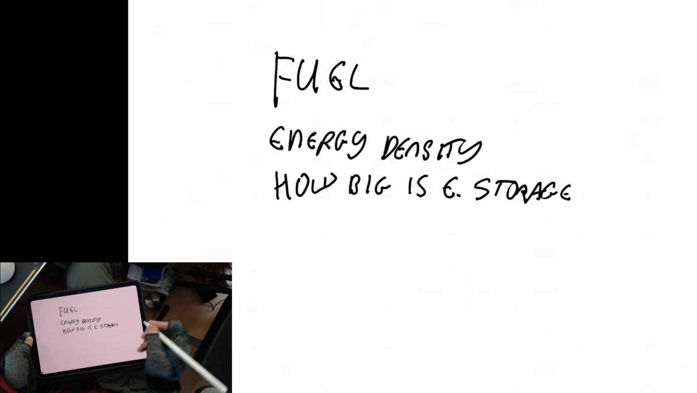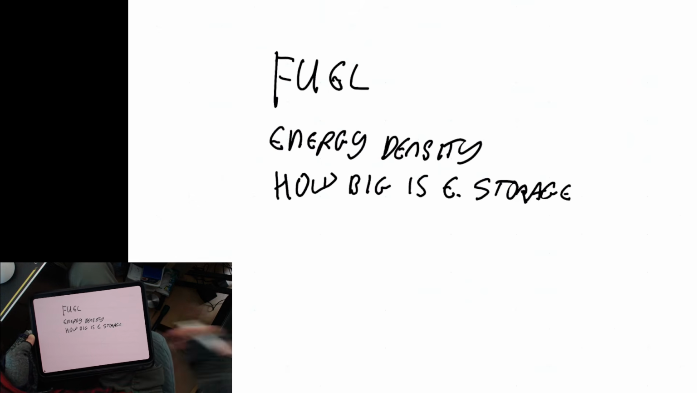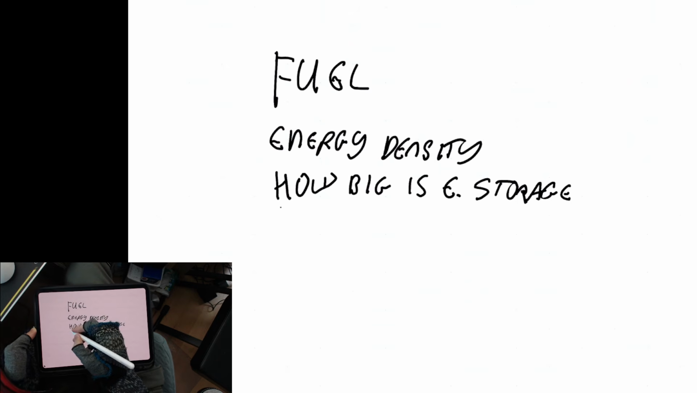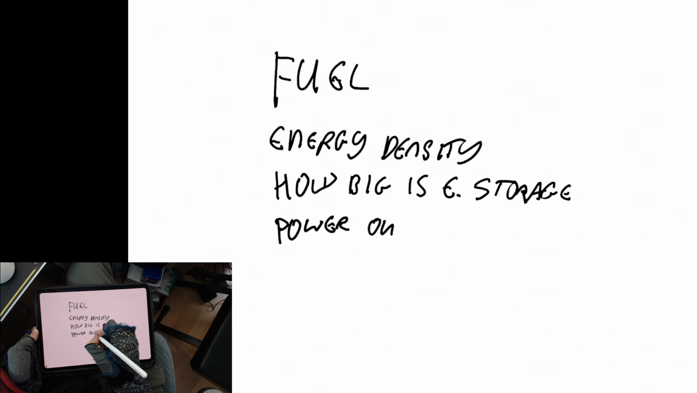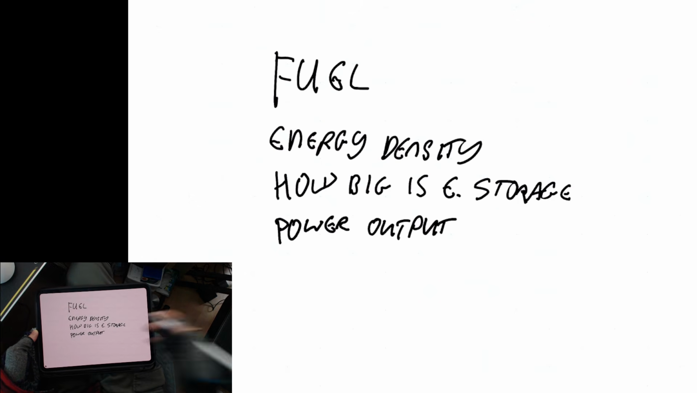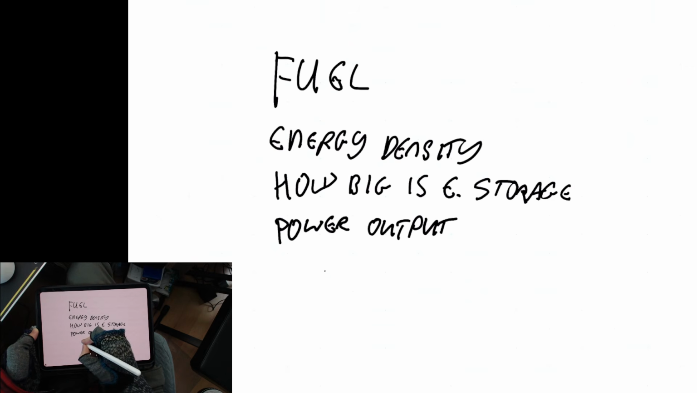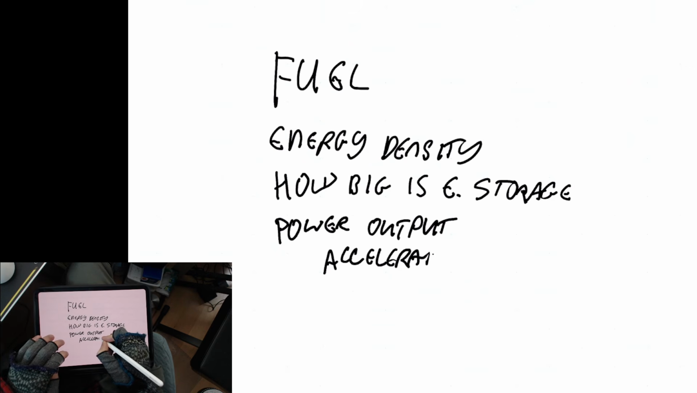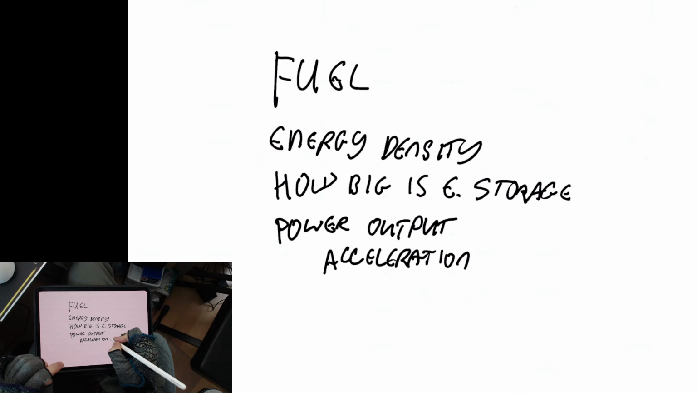Because in the case of e-vehicles, they have batteries, right? How big's the freaking battery? And then there's things like your power output. We talk about the horsepower of a vehicle. The power output will govern things like acceleration. They talk about 0 to 60: how many seconds does it take to go from 0 to 60 miles an hour?